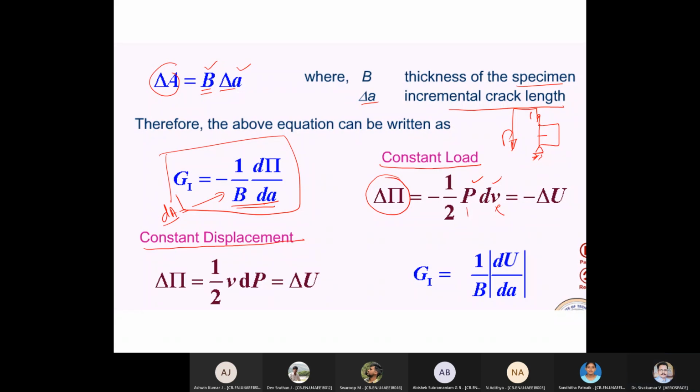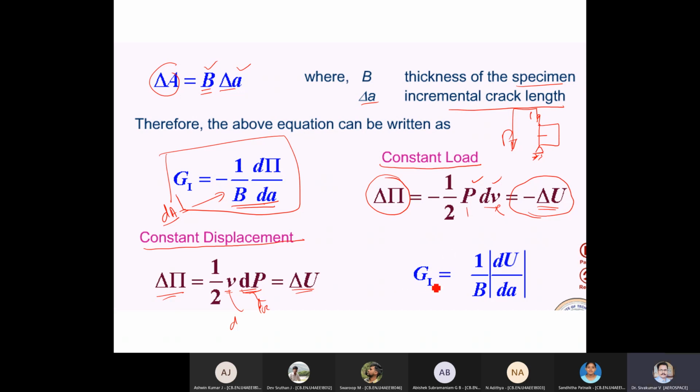And that was equal to the strain energy. Similarly, in the constant displacement case, we found 1 by 2 into V into dP. So here displacement, here change in load, here change in displacement. That's the only difference. So this is equal to strain energy, and this is equal to minus strain energy.